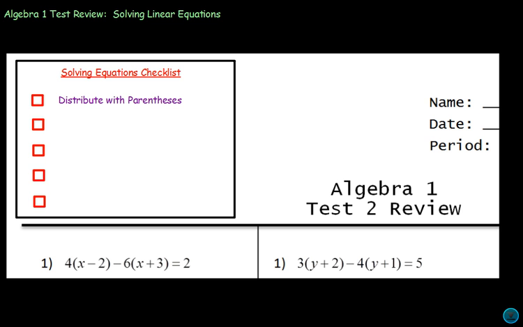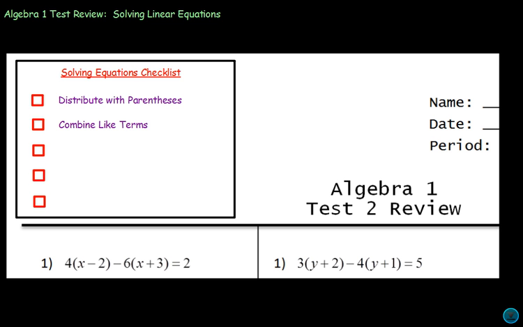The first thing that we're going to look for is if there are any parentheses. If we see parentheses, then we're going to distribute, and distribute is just a fancy math word for multiplying. The second thing is that we're going to combine like terms. If we see any like numbers or like letters, then we're going to combine those things together.